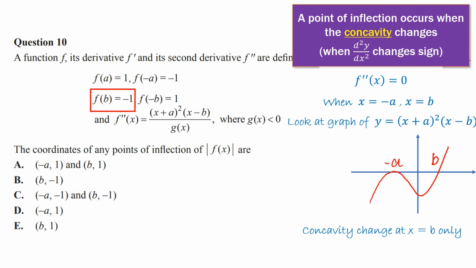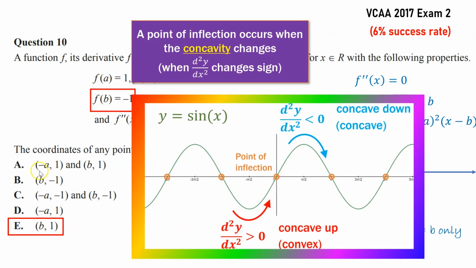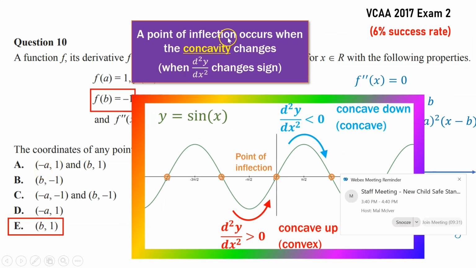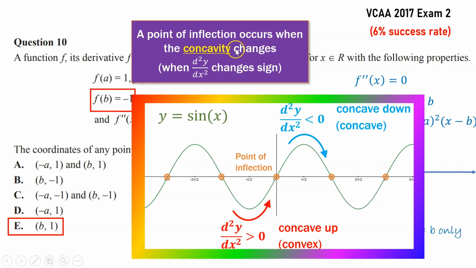To figure out that, we're given the y coordinate of b is -1, but because this is a modulus function, we just make it +1. So the point of inflection is going to occur at b, 1. The most incorrect responses were these ones with -a as well. So it's not realizing that the point of inflection is only going to occur when the concavity changes.